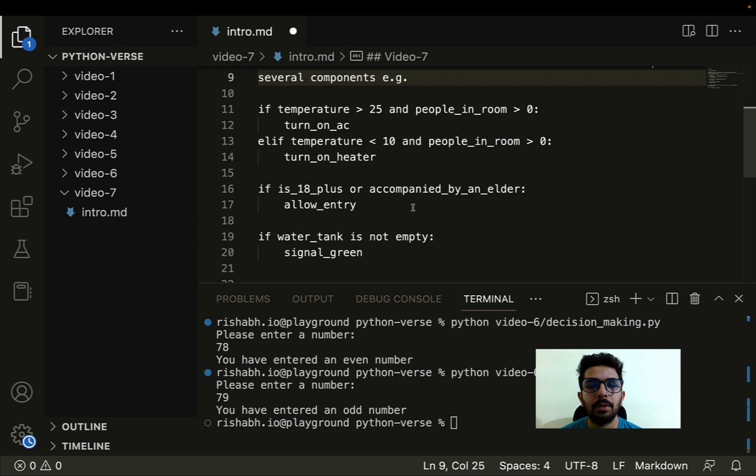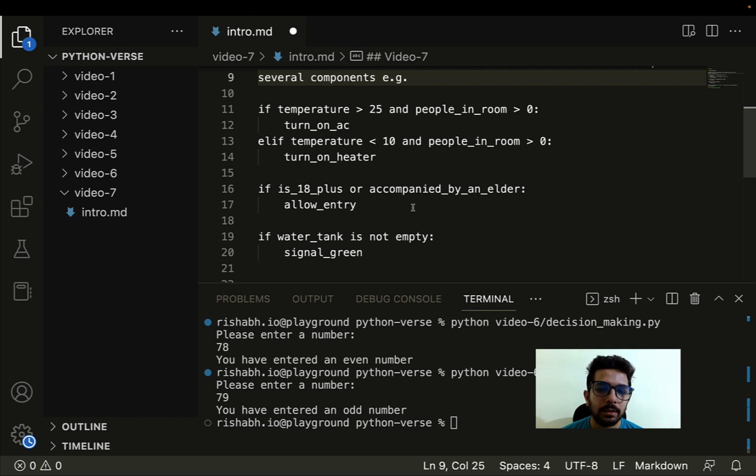So this is an example of where both the conditions are necessary. So that's why it's an and, right? And then there are certain conditions wherein you can express them using the or operator. For example, either you are 18 plus or you are accompanied by somebody who's an elder or 18 plus, then you are allowed entry to a certain restricted place, right? Which means that either this or that, at least one of them should be true. Even if one condition is true, then it's sufficient.